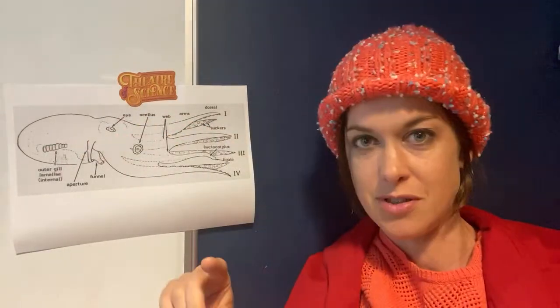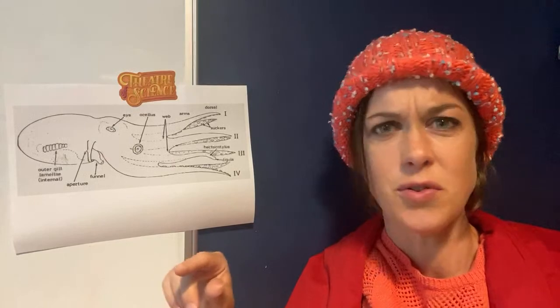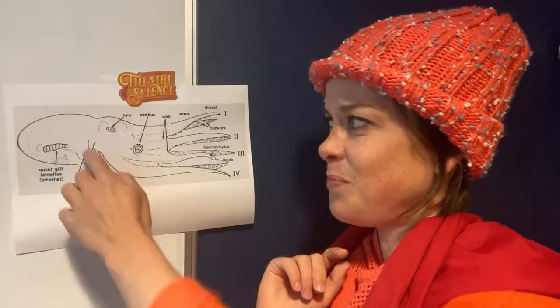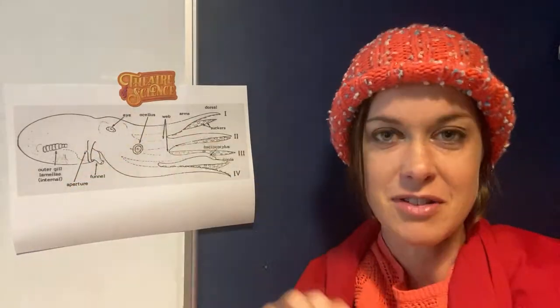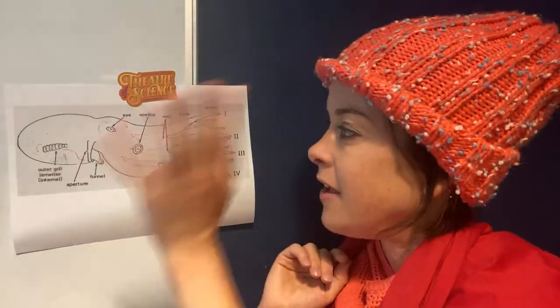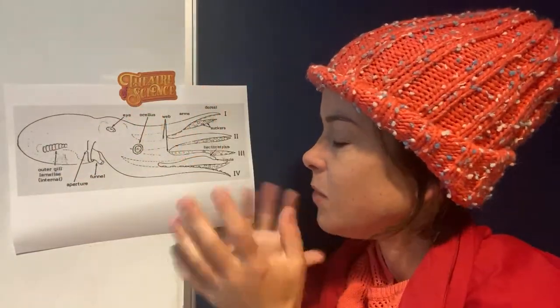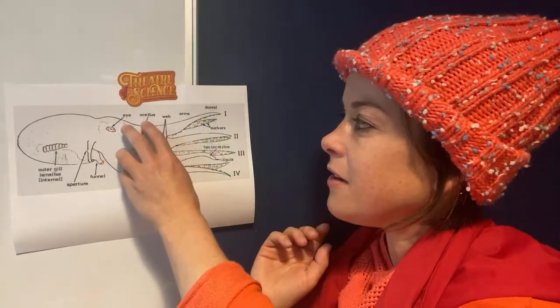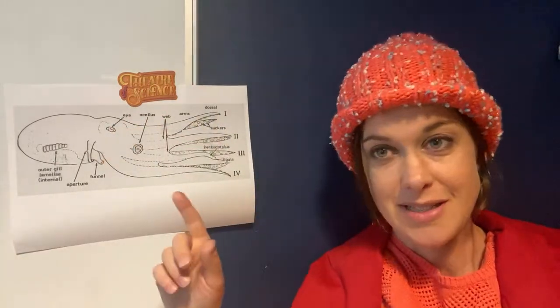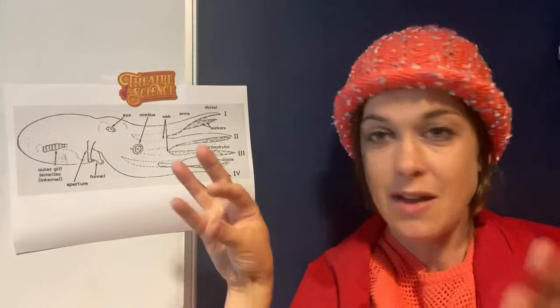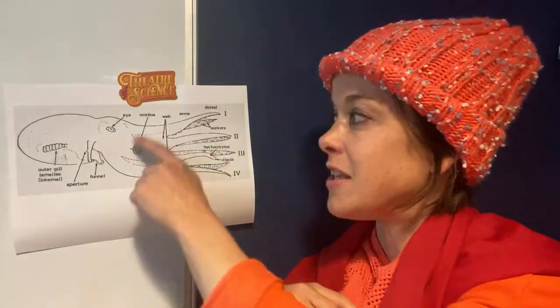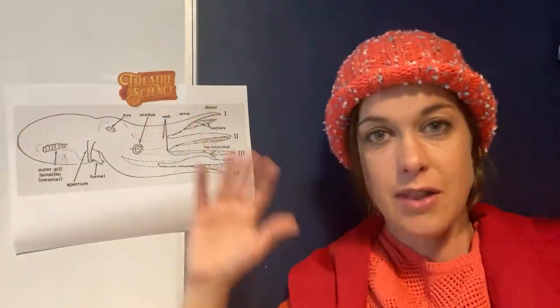So cephalopod means, I think it means head, foot, because it's just a head with feet attached, which apparently the Greeks thought was amusing. But yeah, so, right, where do we even start? These are arms. They're very similar to tentacles, but tentacles only have suckers on the very end. And obviously the octopus have suckers all the way along, so they're called arms.